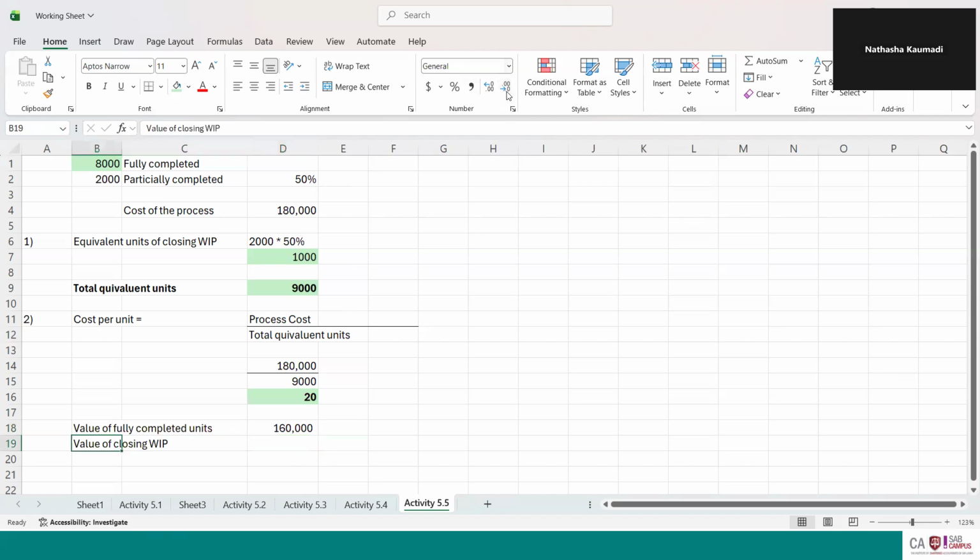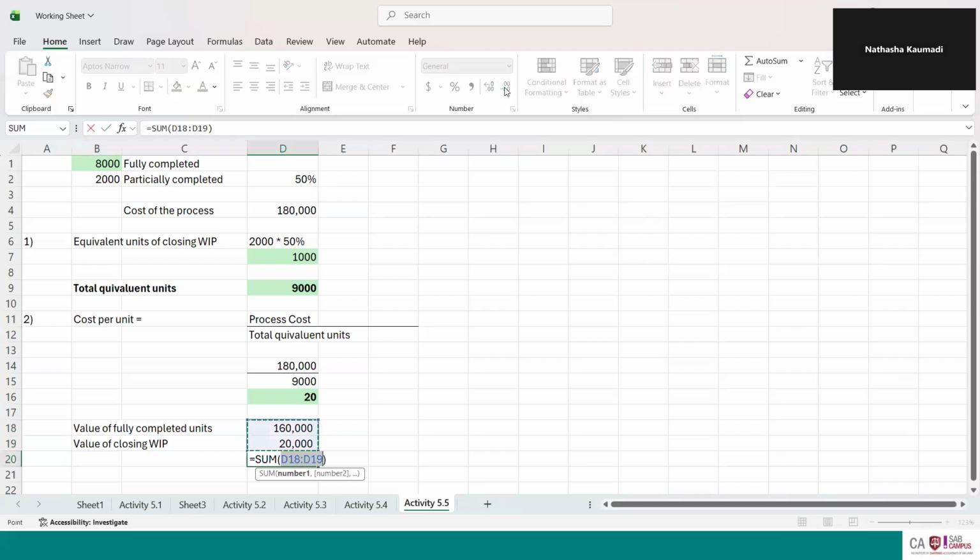Remember, physically you have 2000, that is correct. But are we going to use that 2000 anymore in the process costing calculations? No, we are going to take the equivalent units of closing WIP, 1000. So I'm taking 1000 multiplied by 20. 20,000.